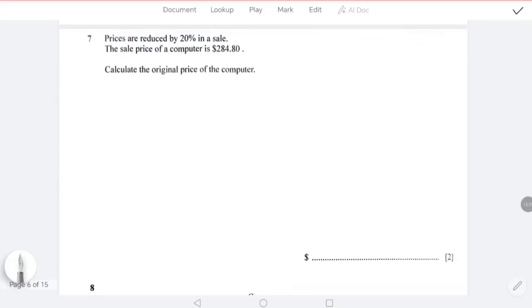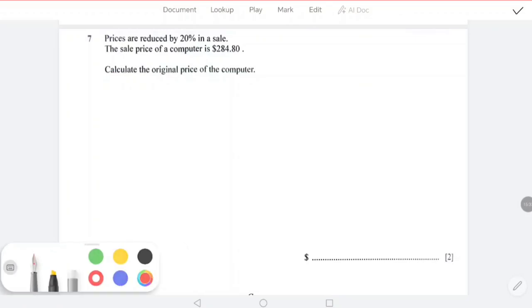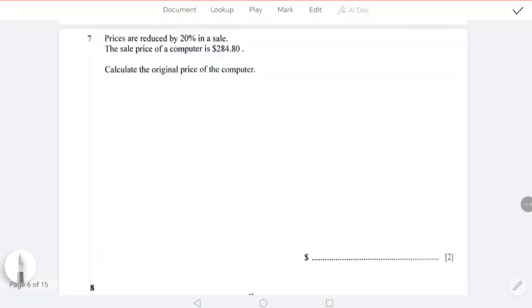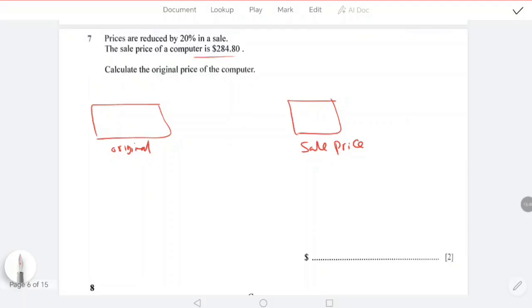question 7. Prices are reduced by 20% in a sale. Okay, so if you have here the original price and you have here the sale price. The sale price is this one, $248.8, and this is what we need to find. We need to find the original. Usually the original we consider 100%.